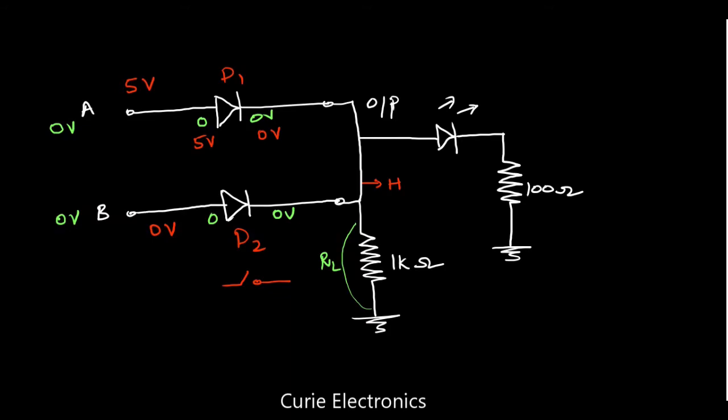Now you can interchange the supply also. You can give 0 volt to input A and 5 volt to input B. Similarly, it works. Now what happens when both inputs are high, that is 5 volt? Both the diodes are on, like closed switches, so we again get the output as high. Now let's make this circuit on a breadboard and check it, so that we can verify whether this circuit works as an OR gate.